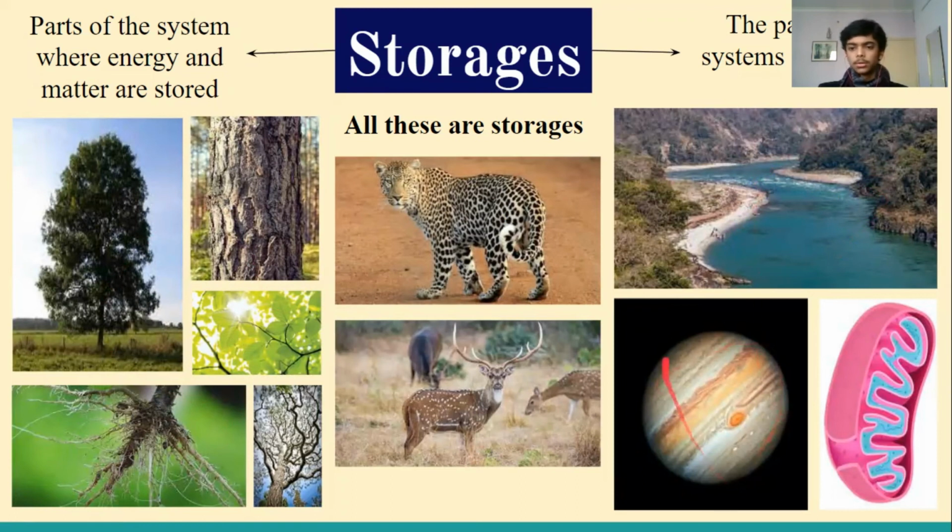And this can also be a storage in the whole solar system, right? Energy and matter is stored here. And of course our favorite mitochondria, which is the powerhouse of the cell. So here energy is stored and this energy is manufactured, and then we can use it for our day-to-day needs.